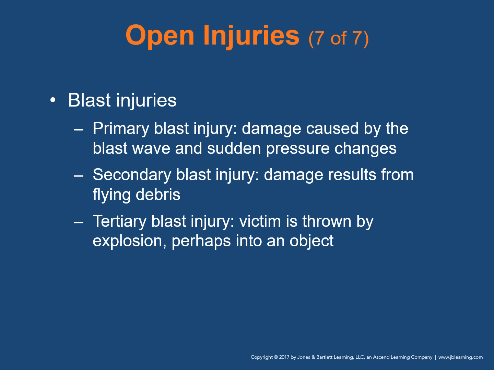Blast injuries often result in multiple penetrating injuries. The mechanism of injury from a blast injury is generally due to 3 factors. The primary blast injury is damage caused by the blast wave itself and the sudden pressure changes of the explosion. The secondary blast injury is damage that results from flying debris that causes multiple penetrating wounds. And the third is tertiary blast injury, where the victim is thrown by the explosion, perhaps into another object.